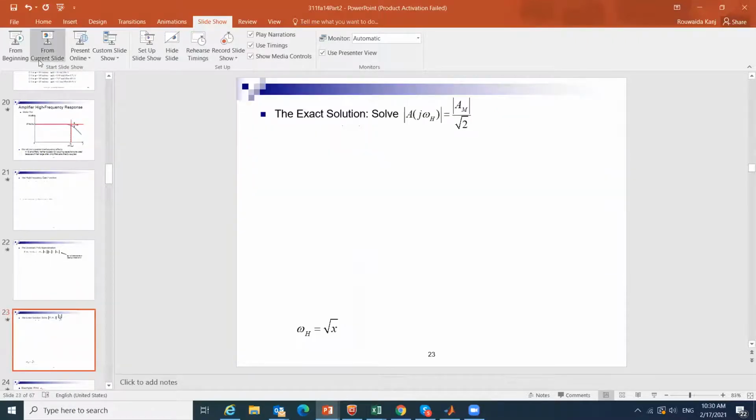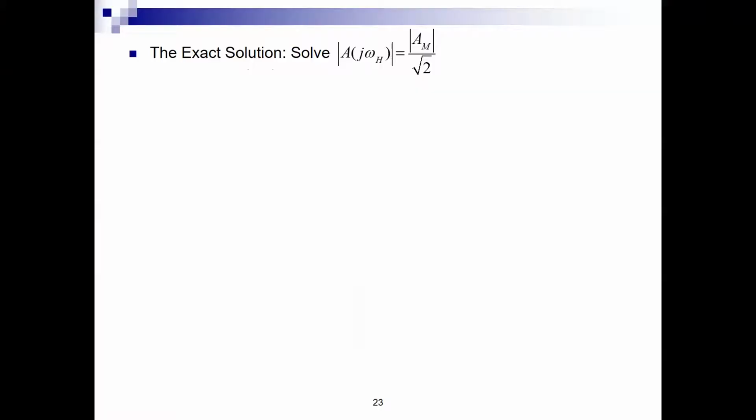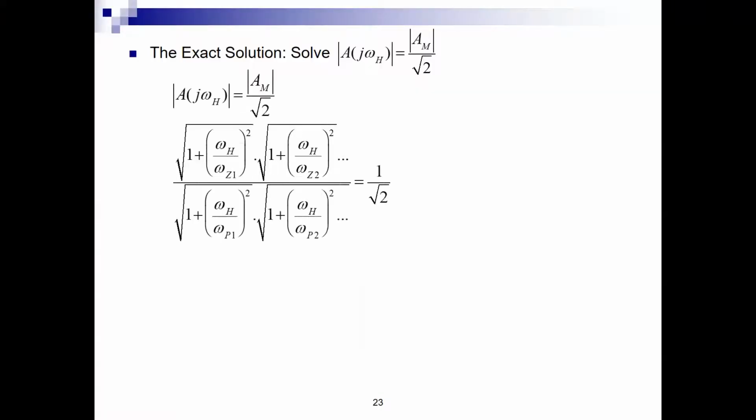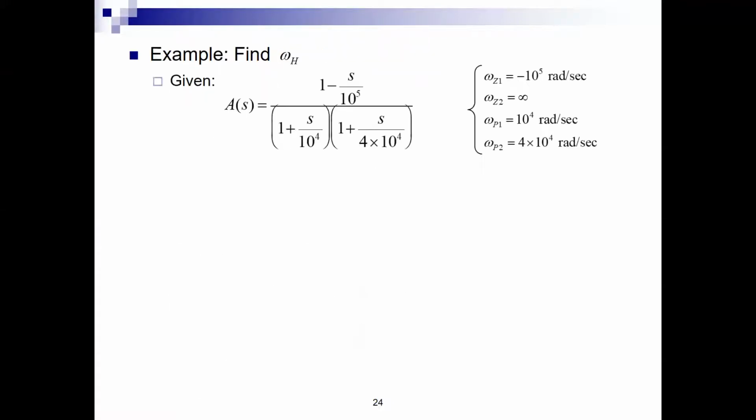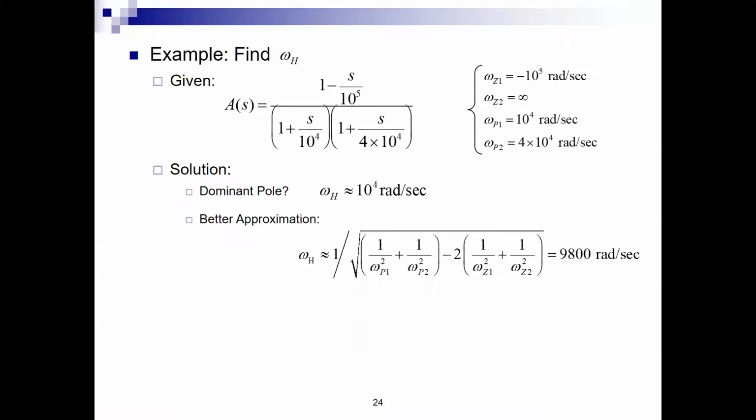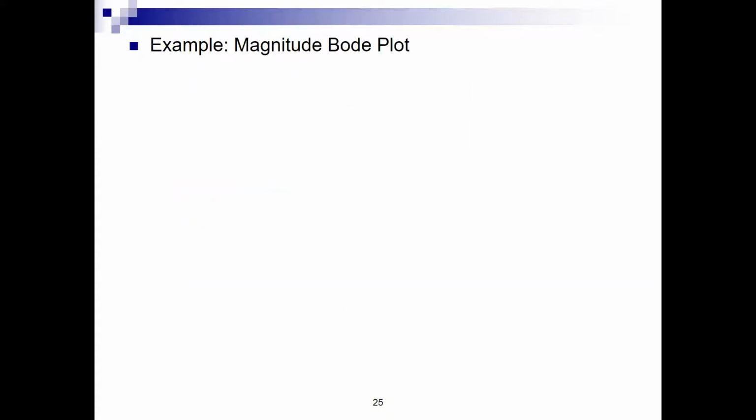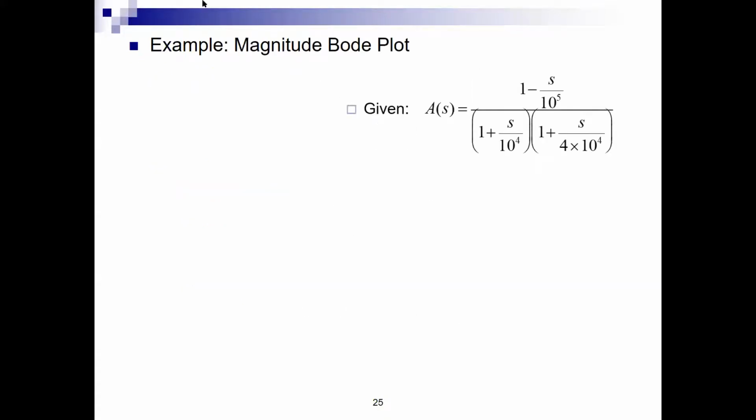Okay, so in the slides, here we are going back over the exact solution. We have the solution to the problem that I solved for you for the dominant pole, the better approximation, and the exact method. And we also have the example which we are looking at to draw the Bode plot for.